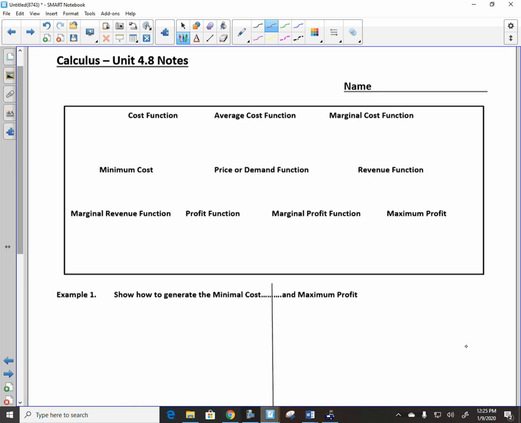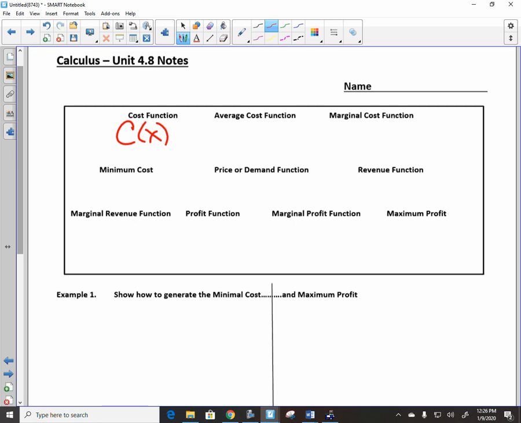Optimization is tough. So here we go. Cost function, we talk about C of x. I want to talk about average cost. Suppose it costs me $100 to produce shoes, and I produce 20 shoes. How much does it cost me to produce each pair of shoes?